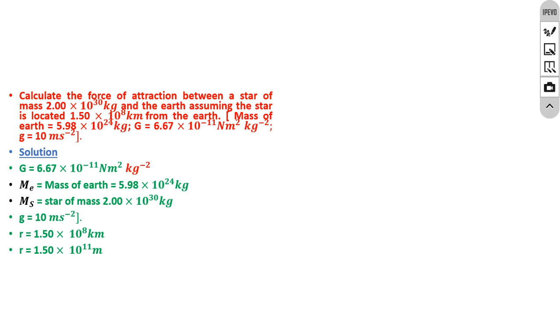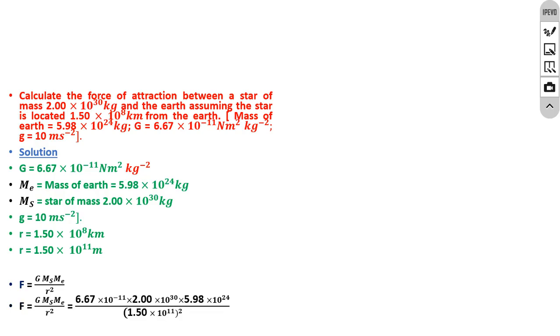Okay, so let me proceed. Now come up with the expression F equals G M_s M_e over R squared. The next thing is to substitute these values accordingly. And then the radius is squared. When you simplify it, you get the final answer, 3.55 times 10 to the power 22 Newton. So that's the solution to that very problem.